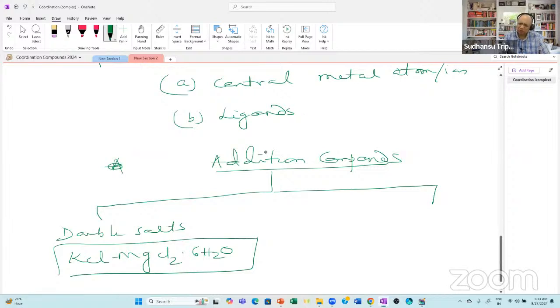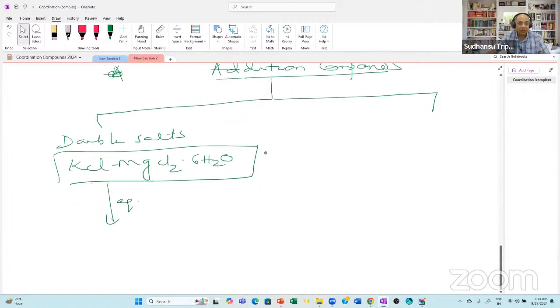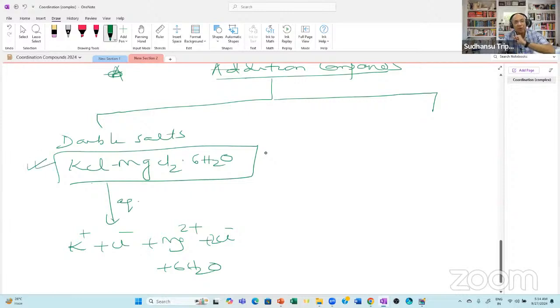Now, you add KCl and magnesium chloride in equimolar proportion in water, and crystallize it, you get a double salt. When you put it in water, the identity is lost. It was giving rise to the same ions. So the double salt loses its absolute identity as it produces the same ions as the individual salts from which the double salts are prepared.